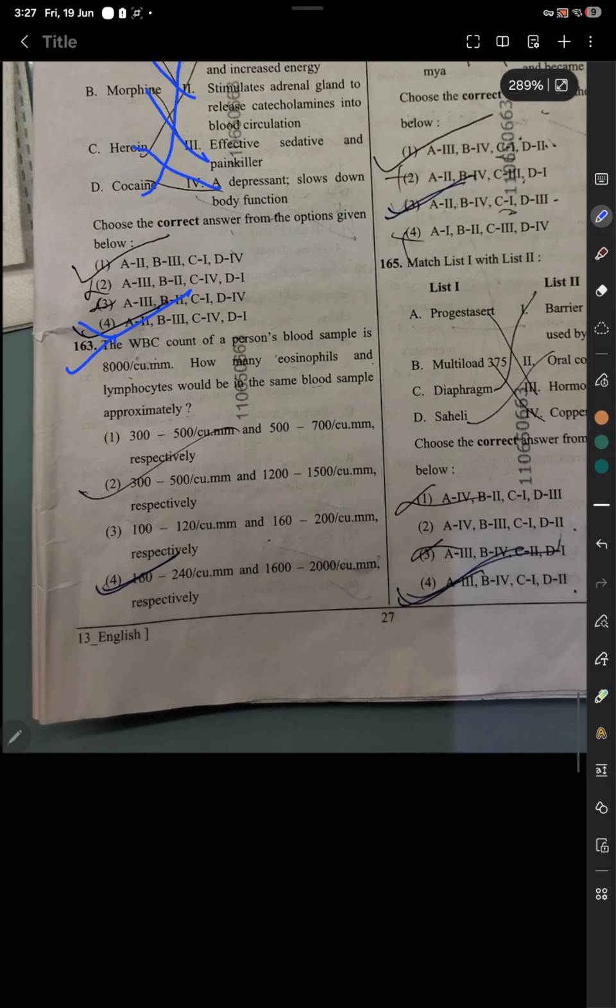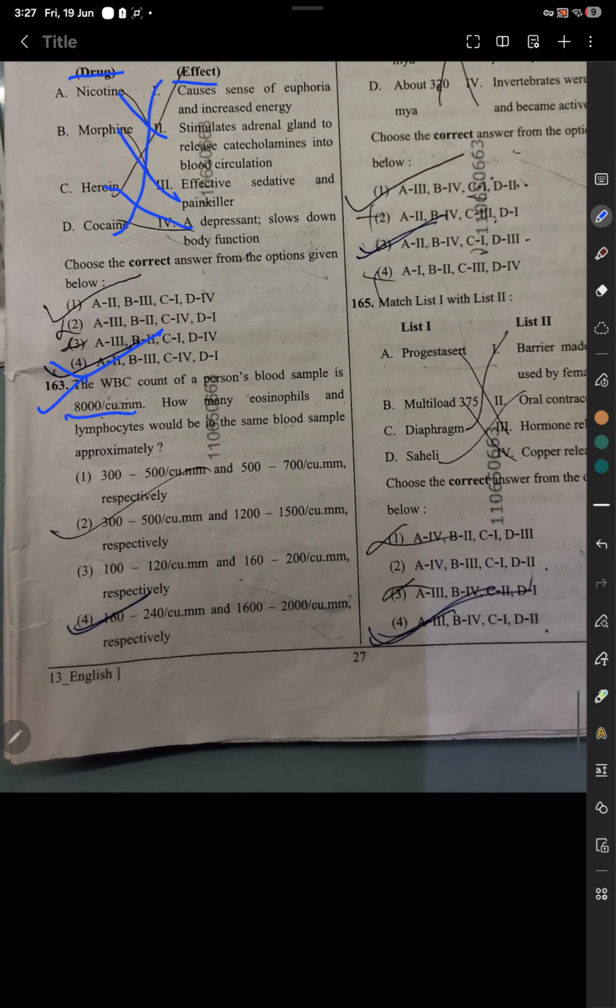Question number 167. The WBC count of a person's blood sample is this. Then how many eosinophils and lymphocytes would be in the same blood sample approximately? So option number 4 is correct.